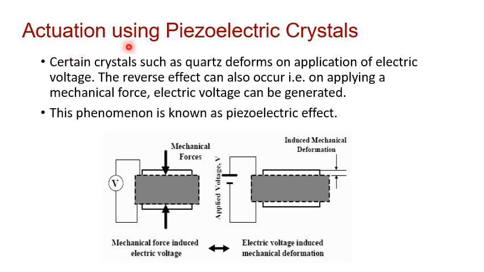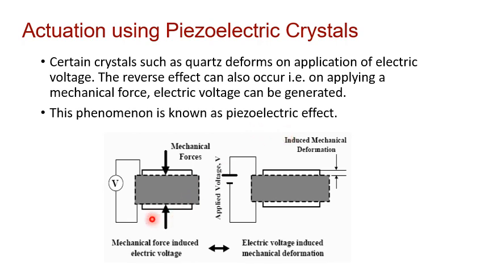Now actuation using piezoelectric crystals can be explained as follows. Certain materials such as quartz will deform on applying an electric voltage. The reverse effect is also possible. That is, on applying a mechanical force to deform the structure, an electric voltage can be generated. So this phenomenon is known as the piezoelectric effect.